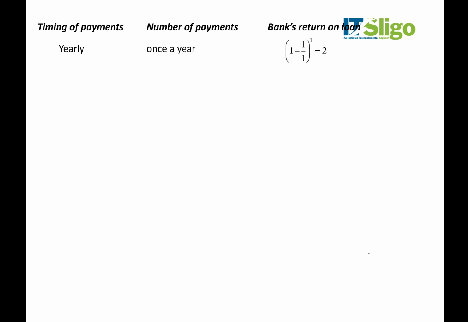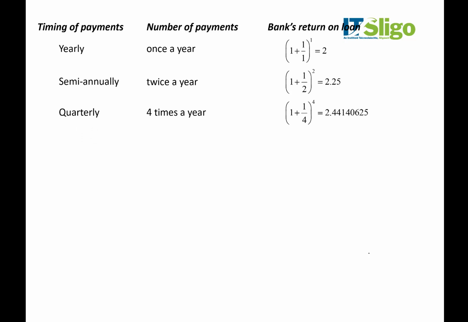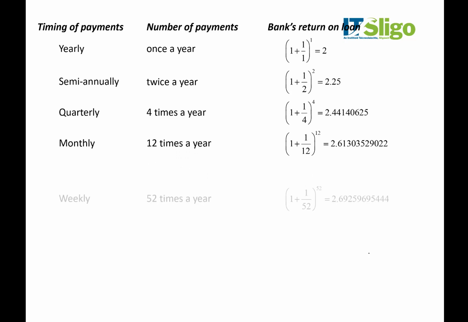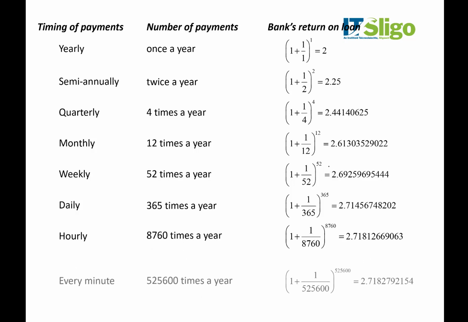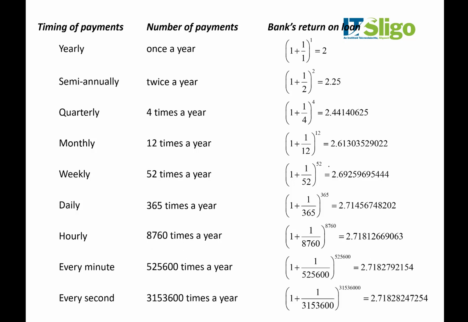So if they pay back once a year, you'll end up paying €2. If you pay twice a year, you'll end up paying €2.25. Pay back 4 times a year, you'll pay back €2.44. 12 times a year, you need to pay them back €2.61 over the year. And we can see that the value is increasing, but as we go along, the gains that the bank can make are limited. And what we say is there's a limit. There's a limit to how much the bank can get back, and it's this value here.